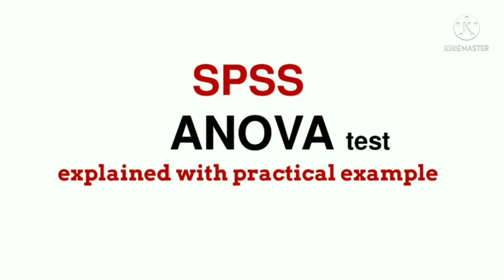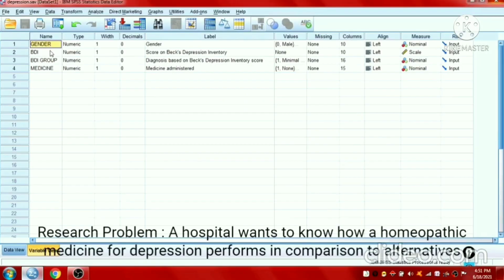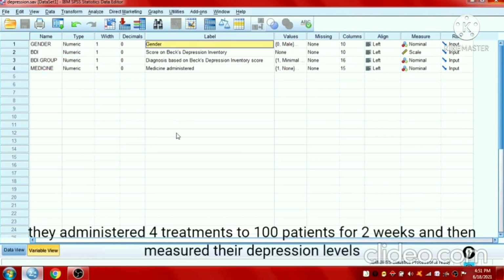SPSS ANOVA test. A hospital wants to know how a homeopathic medicine for depression performs in comparison to alternatives. They administered 4 treatments to 100 patients for 2 weeks and then measured their depression level.